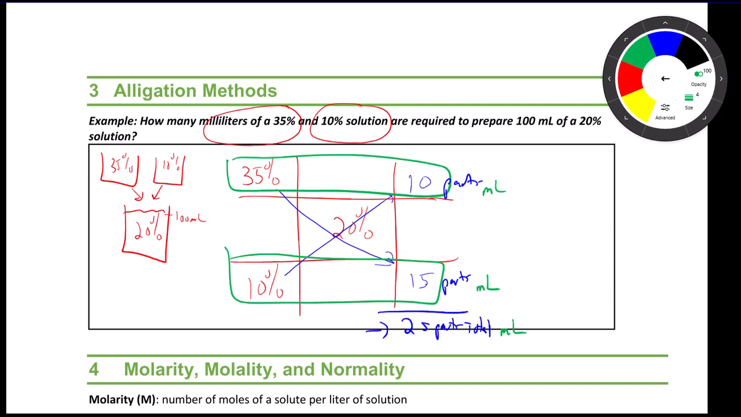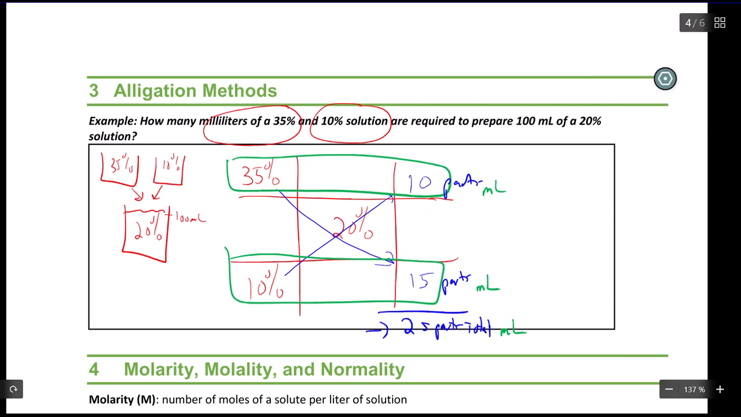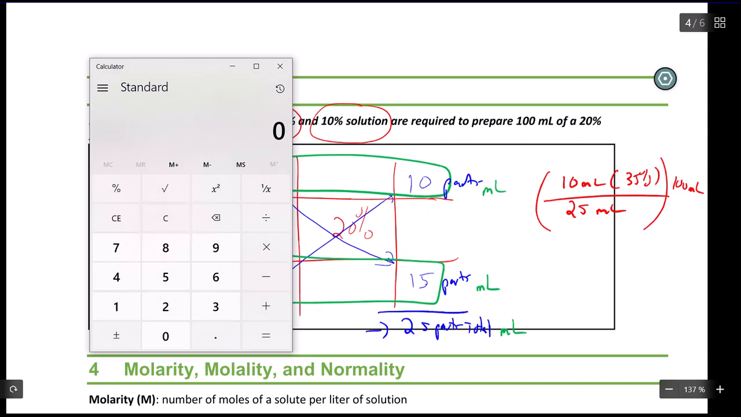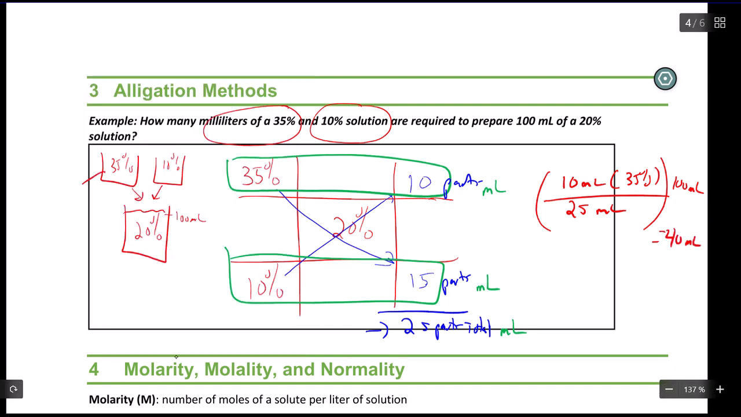And so now I can use that relationship to find out what the question is asking us. We want to prepare 100 mLs of a 20% solution. So if I want to prepare a specific amount of solution, 100 mLs, this tells me that I need 10 mLs of the 35% every time I make 25 mLs. But I want to make 100 mLs. So I know that I need 10 mLs of that 35% concentration liquid every time I want to make 25 mLs. If I want to make 100 mLs, I'm going to need 40. So right now of this, I need 40 mLs.